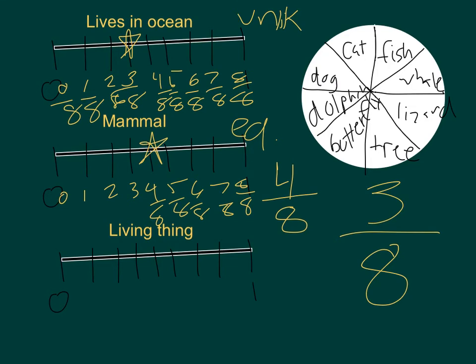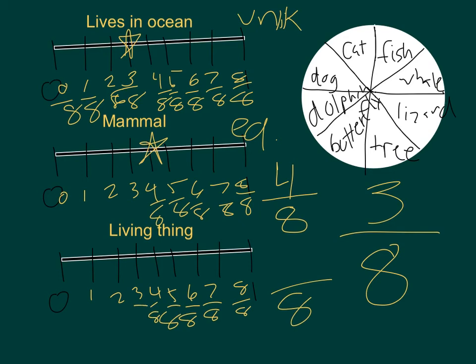The last one is a living thing. Let's check this. So we'll do 1, 2, 3, 4, 5, 6, 7, 8, and all of these would be out of 8. Now on my spinner, everything on there is a living thing, even the tree. Even though it's not an animal, it's still a living thing. So all 8 of them are, so it would be certain that I would pick a living thing. So it's really not that complex of a concept.